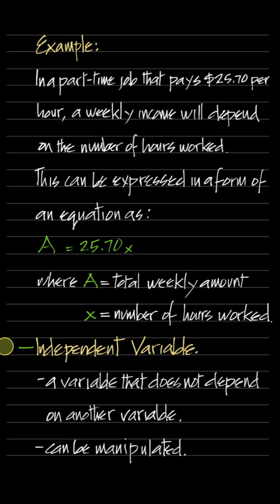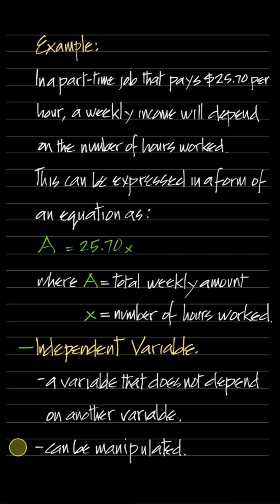Then the next type of variable, I would say, is the independent variable. An independent variable is a variable that does not depend on another variable to be of any value. In other words, it is on its own. However, it can be manipulated. In other words, it can be changed, but the value does not depend on anything to be. That's why it says it can be manipulated.